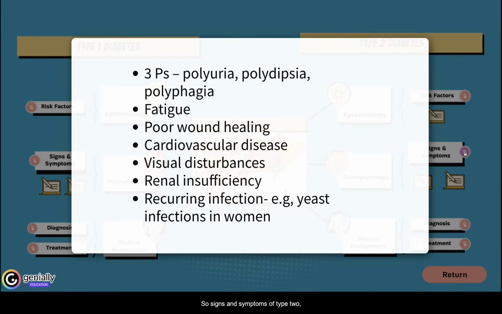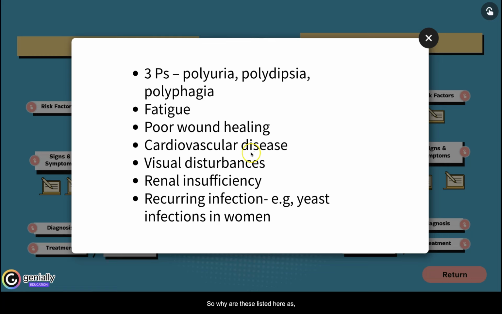So signs and symptoms of type 2. The 3 P's are common in both type 1 and type 2. Fatigue is also there in type 1. Poor wound healing, right? Cardiovascular disease, visual disturbances, renal insufficiency, recurring infection, for example, yeast infections in women.